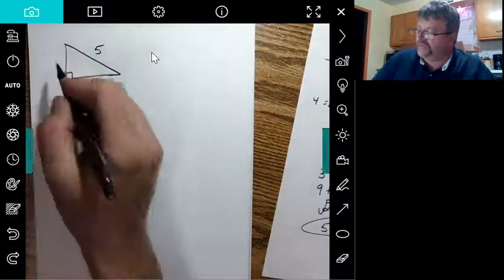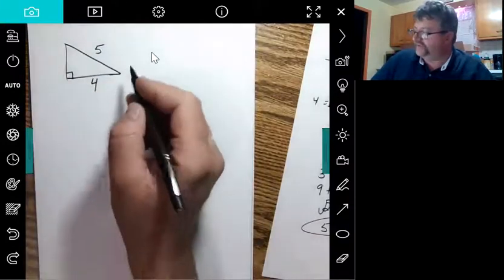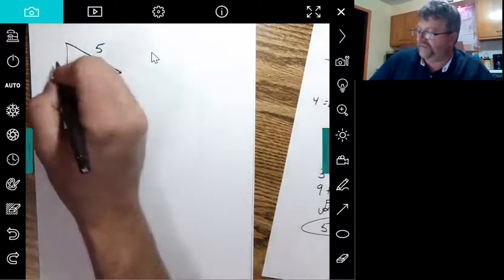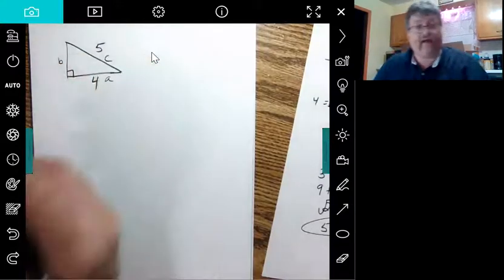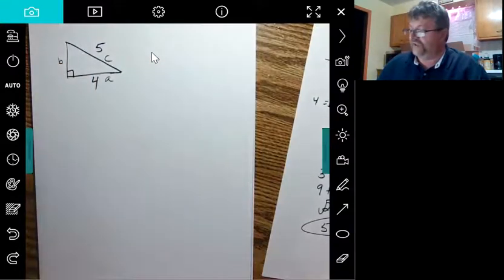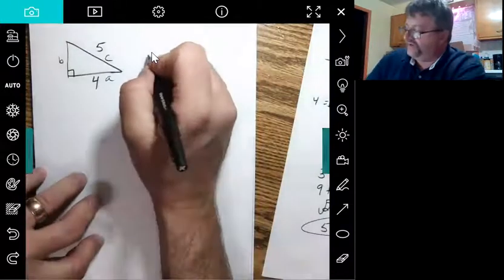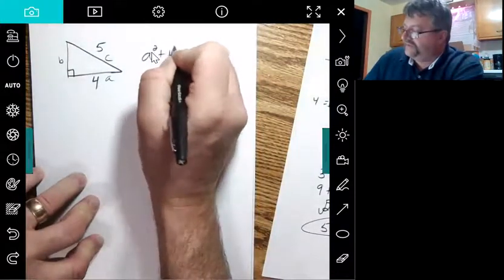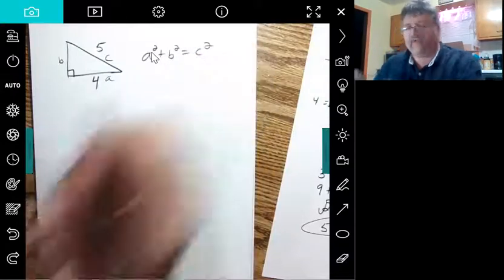It doesn't matter which one of these you call A or B, but just to be consistent, I call that one A and that one B. The long diagonal side must be your C, though. So B is the unknown. A squared plus B squared equals C squared, but B is now my unknown.